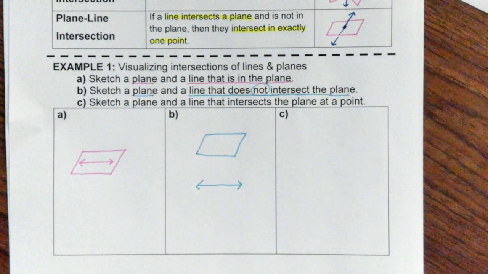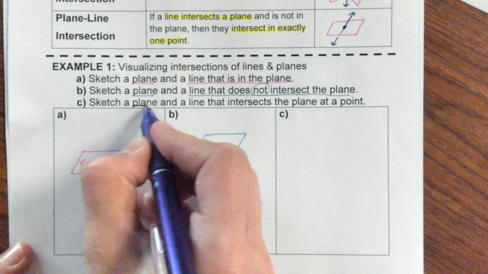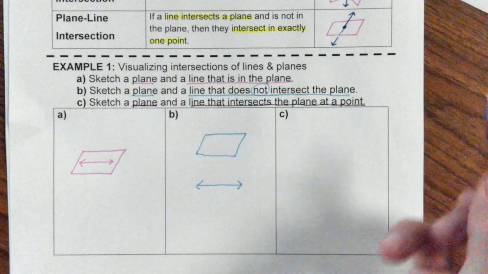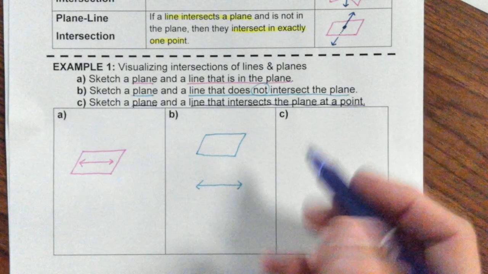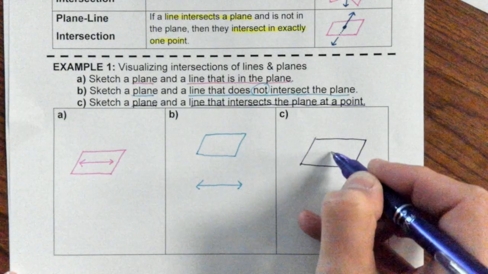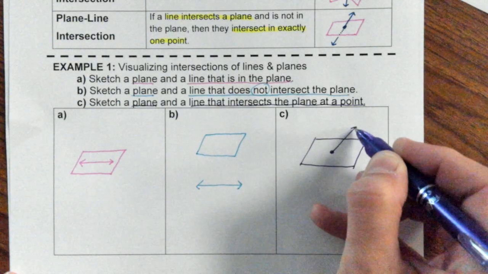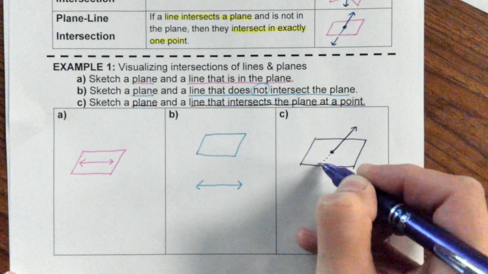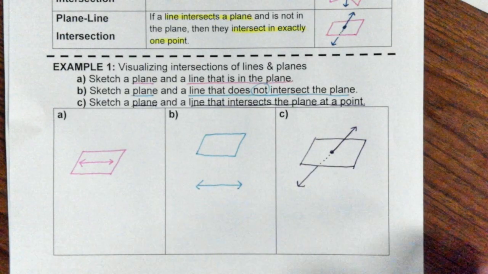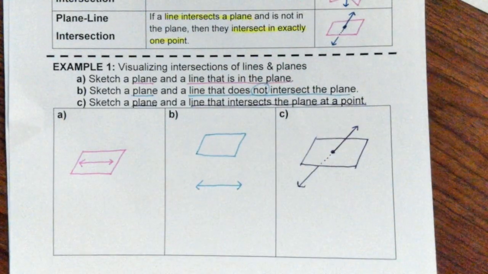The last one we'll take a look at is going to be a plane and a line that intersects the plane at a point. That's exactly what we just drew right here. So you've got your plane, and you've got that point where your line is going to go through and intersect. That's all there is to that. The intersections are pretty easy as long as you have those visual representations.